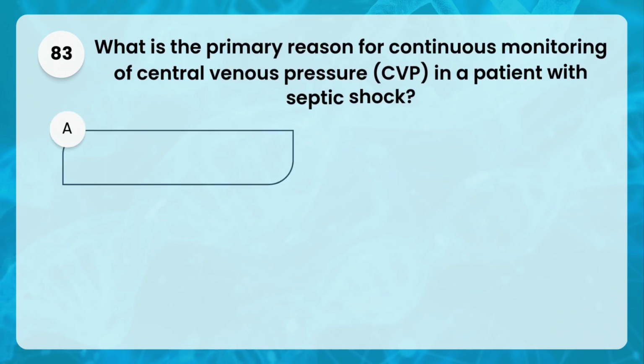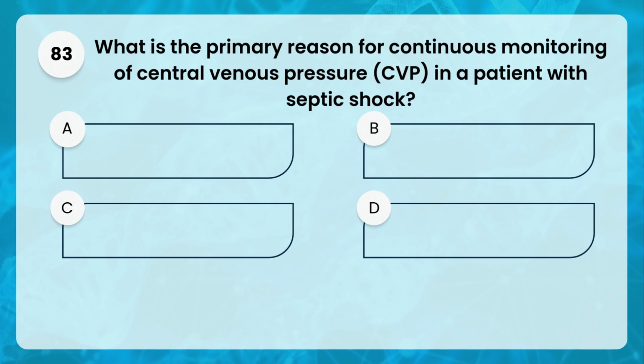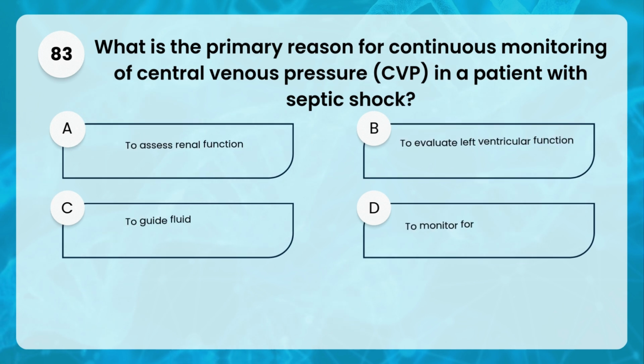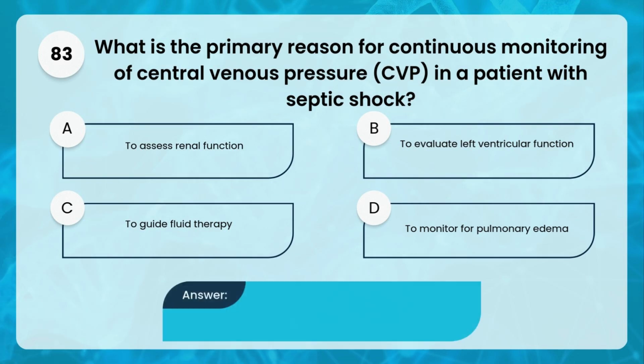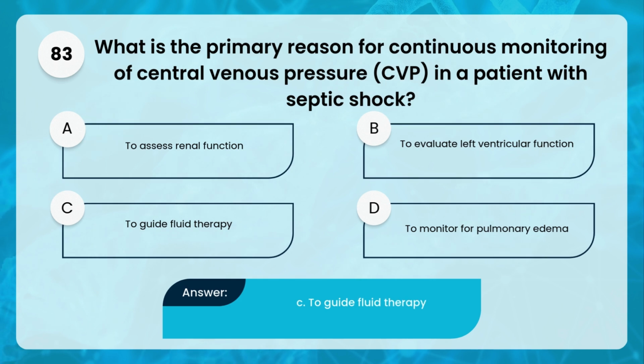Number 83. What is the primary reason for continuous monitoring of central venous pressure, CVP, in a patient with septic shock? A. To assess renal function. B. To evaluate left ventricular function. C. To guide fluid therapy. Or D. To monitor for pulmonary edema. The answer is C. To guide fluid therapy.